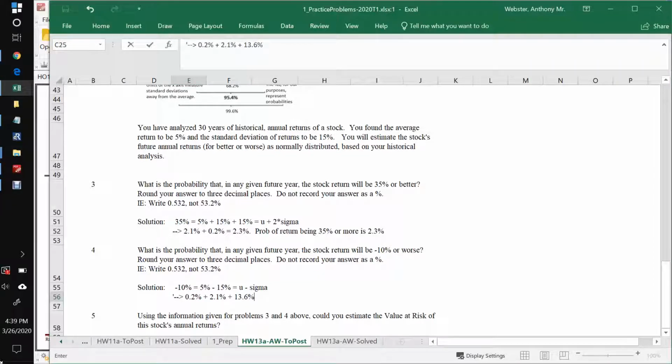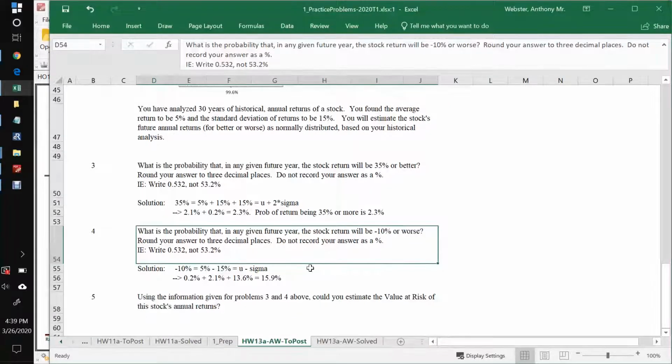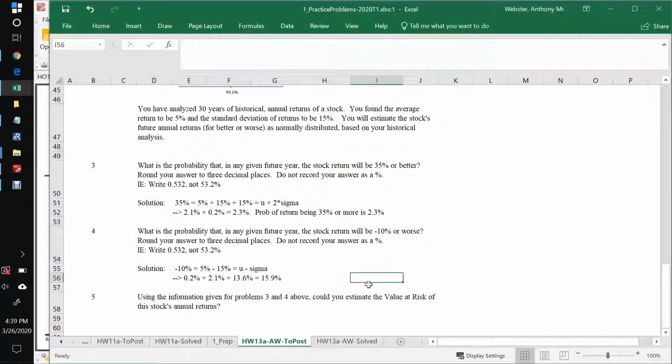And if we work that out, I think I can even do that in my head. Always a little bit doubtful, but we can give it a try here. That's looking to me like 15.9%. Okay, so how do we say that in words? We have a 15.9% probability that in any given year the stock return will be minus 10% or worse.